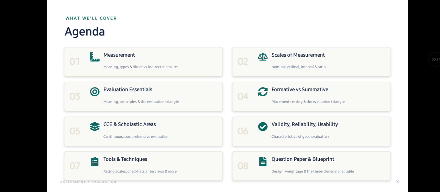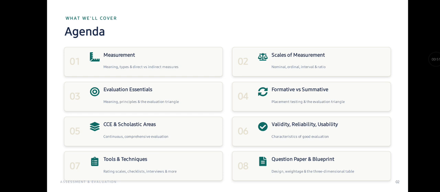What we will cover today, the agenda of our session, is: first, measurement, that is meaning, types and direct versus indirect measures. Second is scales of measurement, that comes nominal, ordinal, interval and ratio. Third is evaluation essentials, that comes meanings, principles and evaluation triangle. Fourth is formative versus summative, placement testing and the three evaluation triangle.